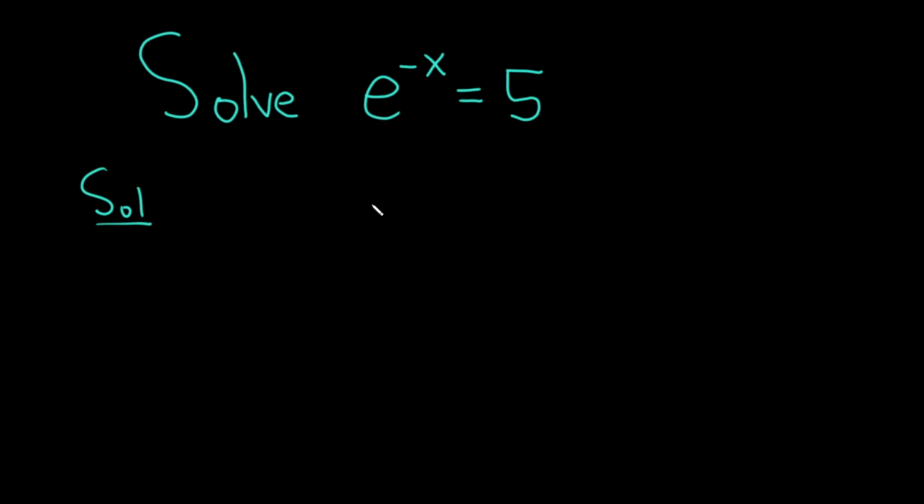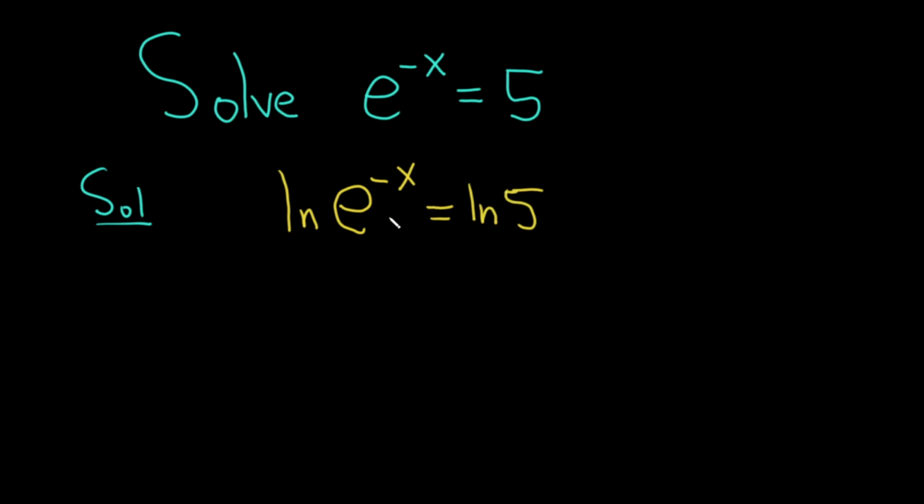So in order to do that, what we'll do is we'll take the natural log of both sides like this. So we have e to the negative x equals 5. So we'll put a natural log here. And we'll also put one here.